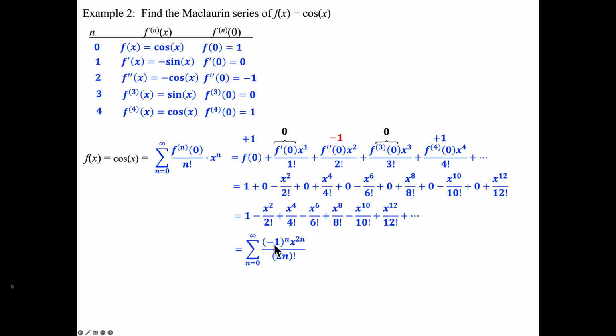When n is 1, that gives me the negative. Now 2 times 1 is 2. And 2 times 1 is going to be 2. So this 2n guarantees that I have all these even numbers for my powers and my factorials. I just have to have -1 to the nth power to keep my signs alternating.